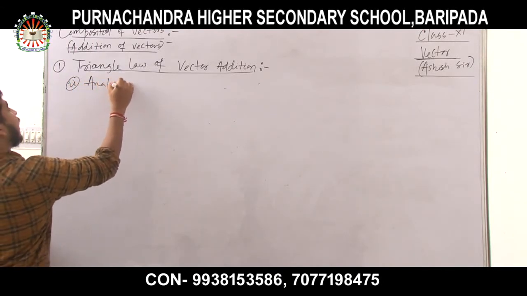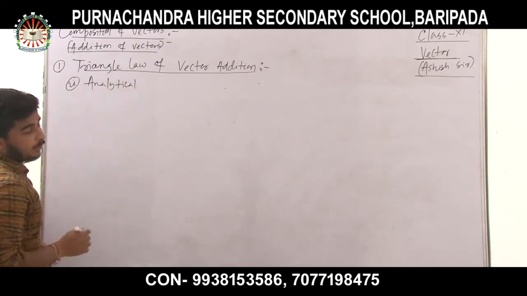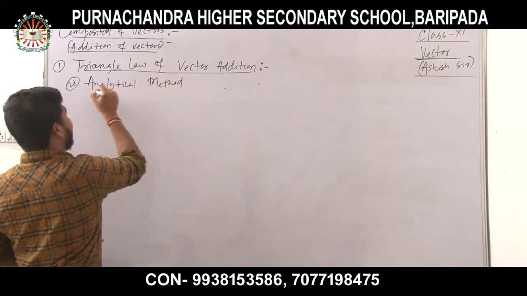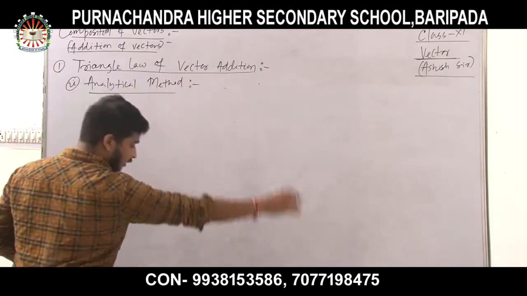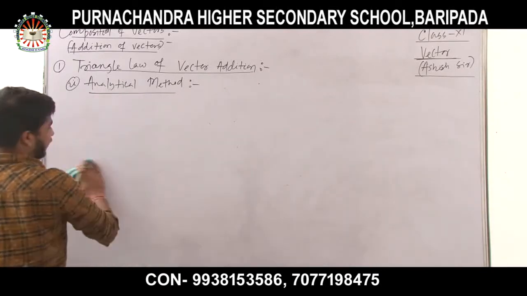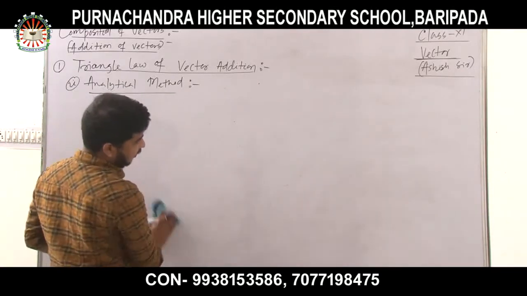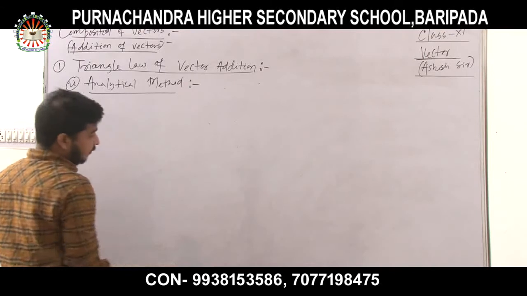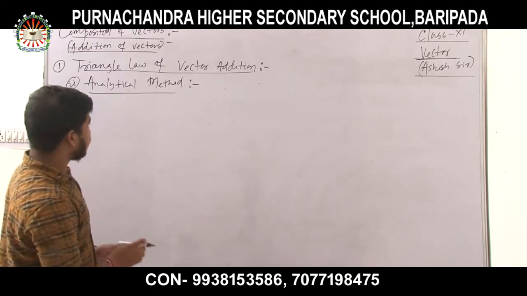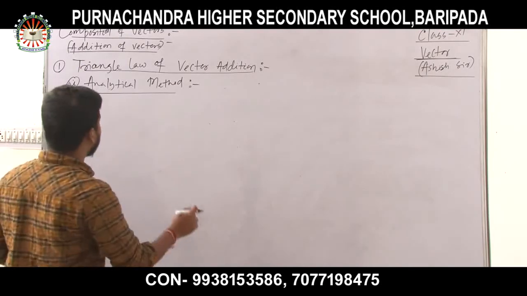Analytical method, this is the type 2 process. Analytical method for vector addition. First we have discussed the graphical method. Now we will discuss the analytical method, or you can say the mathematical method, in order to find the resultant as well as magnitude of the final vector. So the law is the same.